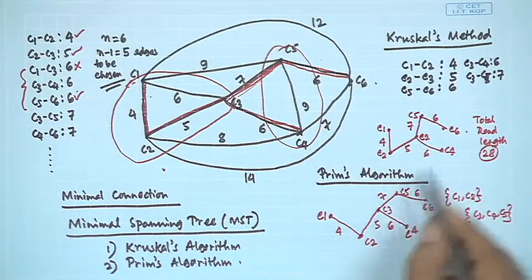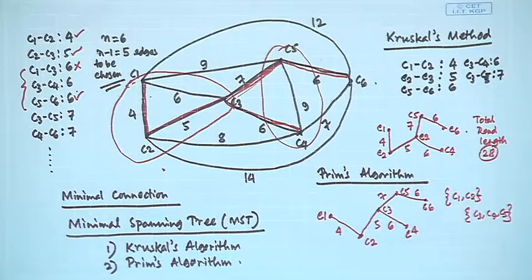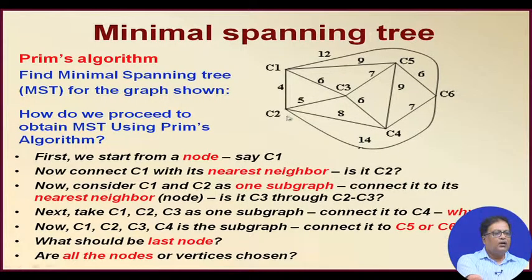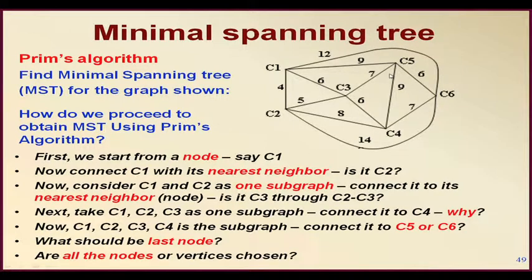So you see, we have got the same graph as earlier, the only difference is that the approach is different, the way we calculate is also very different. So look at this slide. Start at a node, say C1, connect its nearest neighbor C2, consider C1 C2 as one subgraph, connect it to its nearest neighbor, is it C3? Yes. Then take C1 C2 C3 as a subgraph, connect it to C4. Why? Because for this, C4 is the nearest neighbor.